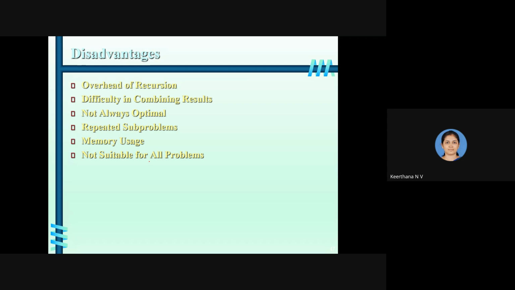For example, if you are considering solving a Fibonacci series, all this will be discussed in the afternoon session. For those kinds of Fibonacci series problems, you cannot apply the divide and conquer method.